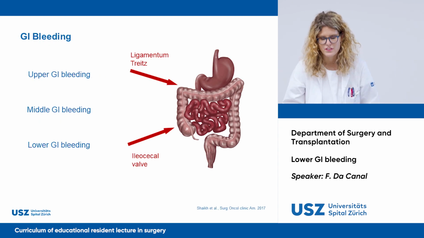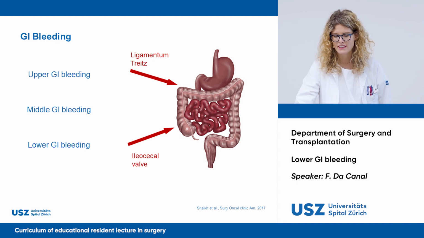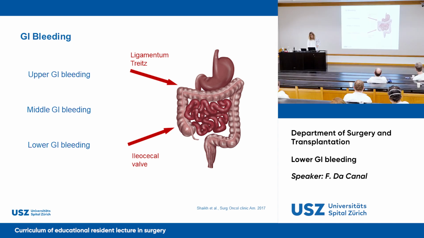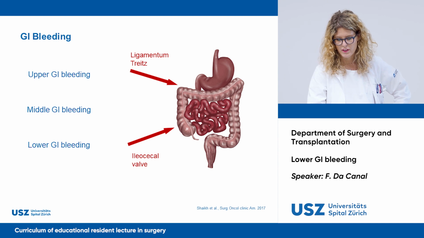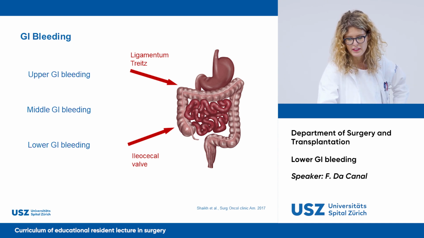Gastrointestinal bleeding refers to any bleeding that starts in the gastrointestinal tract. Upper GI bleeding is a blood loss originating proximal to the ligament of Treitz, so a bleeding coming from esophagus, stomach, or duodenum. A middle GI bleeding is when the source of bleeding is located between the ligament of Treitz and the ileocecal valve, so a small bowel bleeding. And a lower GI bleeding is a bleeding that occurs distal to the ligament of Treitz.